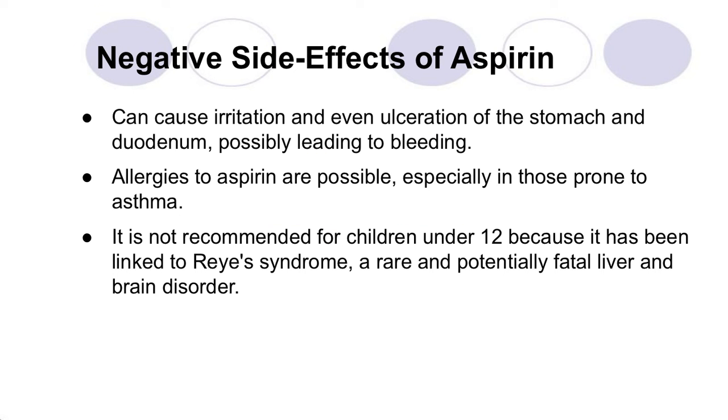There are also negative side effects of aspirin. The biggest ones are irritation and even ulceration of the stomach and the duodenum, the first part of the small intestine, which can possibly lead to bleeding. You can also have allergies to aspirin. If you're allergic to salicylates, you're allergic to aspirin, which is more prevalent in folks who have asthma. It's also not recommended for children under 12 because it has been linked to a disorder called Reye's syndrome, which is a rare and potentially fatal liver and brain disorder.